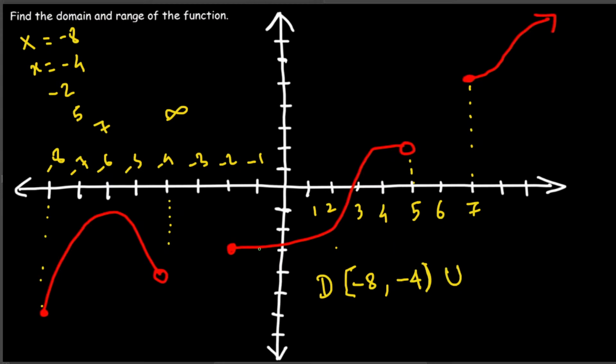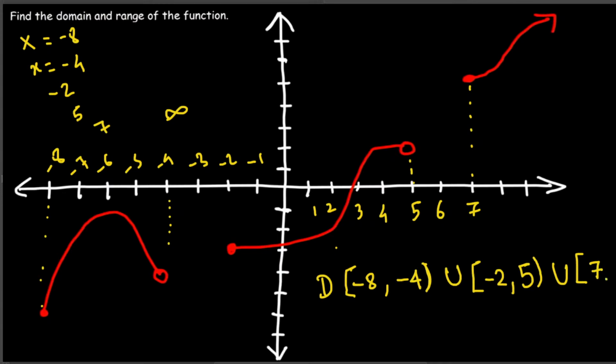and then we start the next line, that is -2. And is -2 included? Yes, because this is a closed circle. So we put a square bracket -2, and then it's ending at 5, but is 5 included? No, because it's an open circle. So 5 not included, so we put parenthesis right here. And then union again, it's starting at 7, and 7 is included because that's a closed circle.